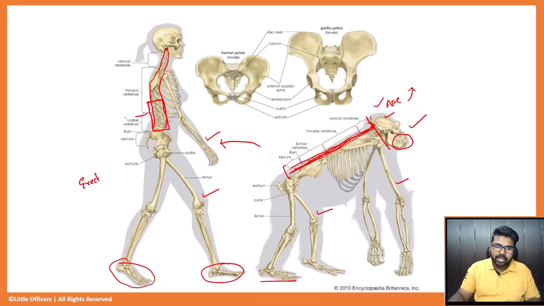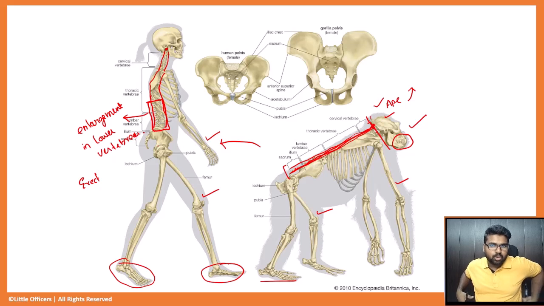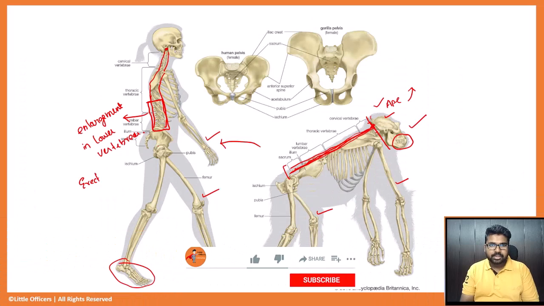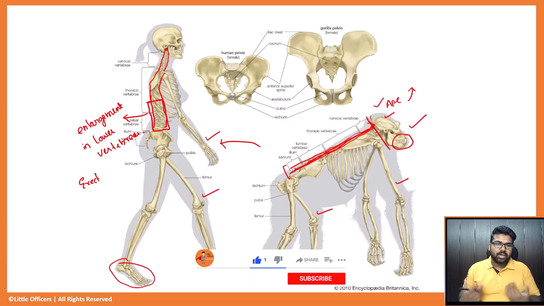Okay. Enlargement in lower vertebrae. This enlargement is provided to the lower vertebrae here at just the junction of the hip, in order to give us more stability and to pass the entire body weight to the pelvic bone and from there to the feet. So it has to support the entire body's weight. That's the reason why it got enlarged.